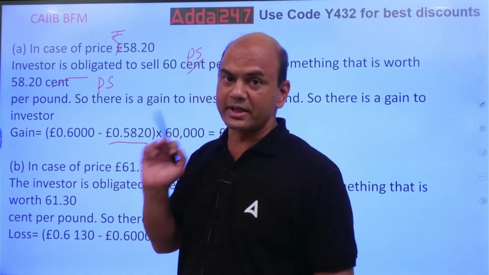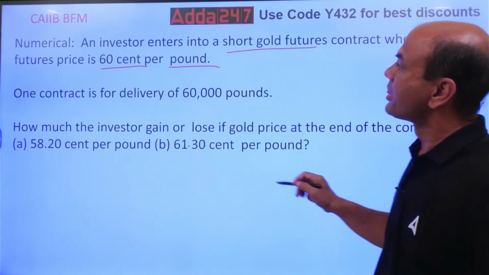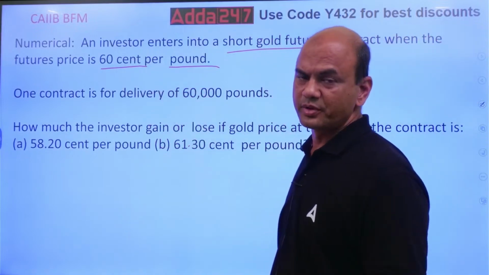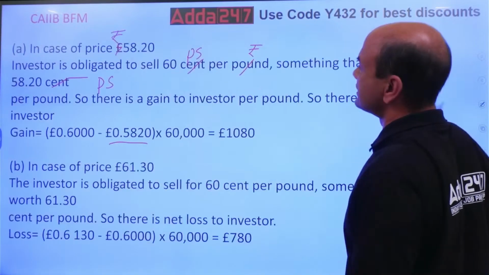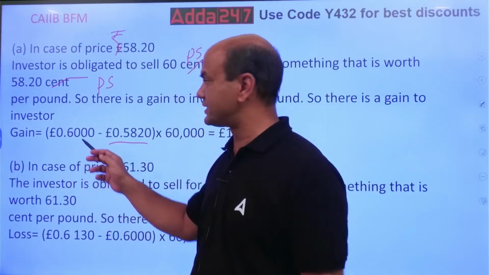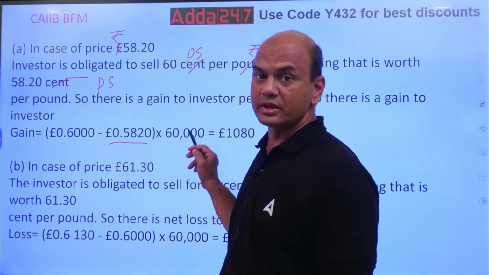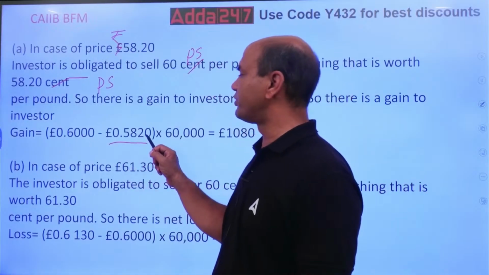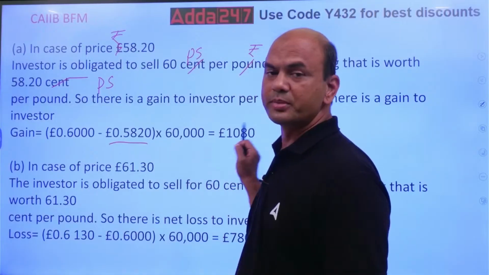What is the present price? He has entered into what? See, a rate is given initially 60 cent per pound means 60 paise per rupees. Okay. So now, what is the difference in this? 60 means 0.6. 0.6 minus 0.58 into 60,000 because total net amount invested is 60,000. So 0.6 minus 0.5820 into 60,000 equals to 1080 rupees.